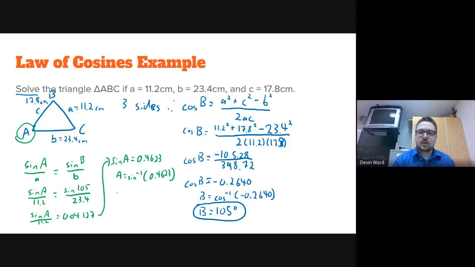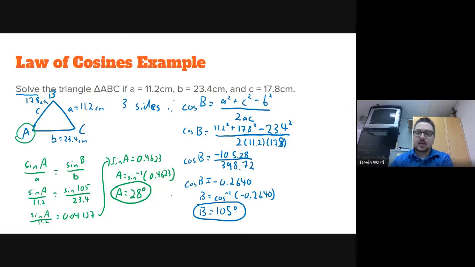A equals, okay, so I left some extra digits in my calculator. So right now I'm getting 28 degrees. But if you're working through it and you get 27 degrees, like 27.3, and round down, that's fine. As long as you're within a degree, you'll be good.